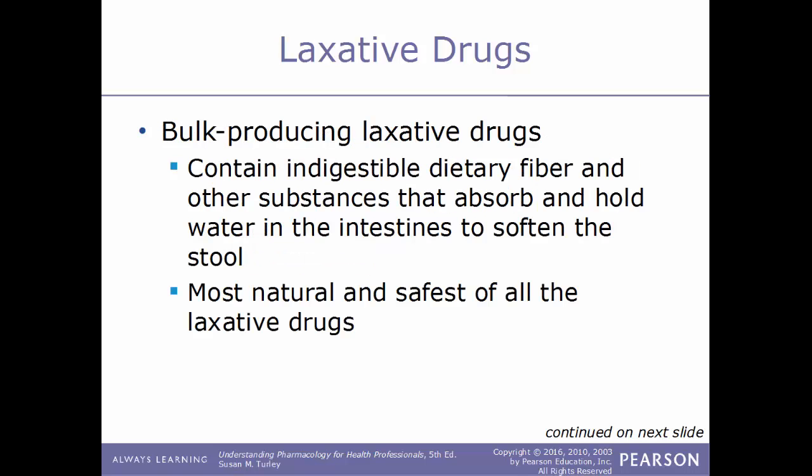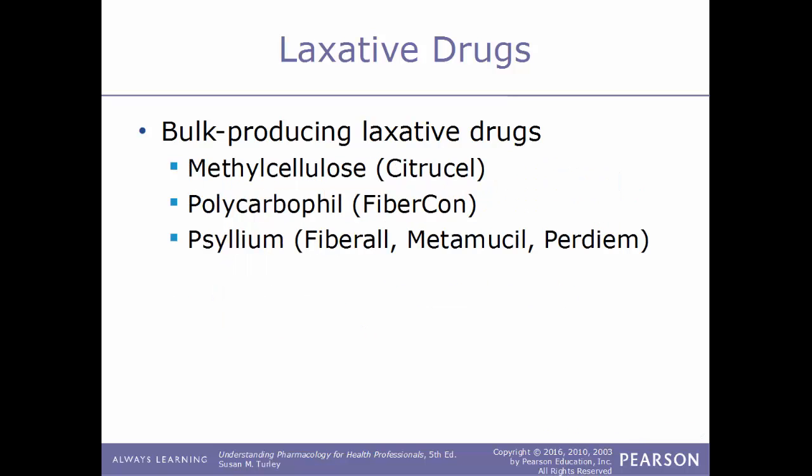Another class of laxatives will be the bulk-producing laxatives. These contain an indigestible dietary fiber and other substances that absorb and hold water in the intestines to help soften the stool. Now, these are the most natural and the safest of all types of laxative drugs. Some examples of this type of laxative drug would be methylcellulose, which is sold under the name Citrucel, polycarbophil, which is sold under the name Fibercon, psyllium, which is sold under the names Fiberall or Metamucil.